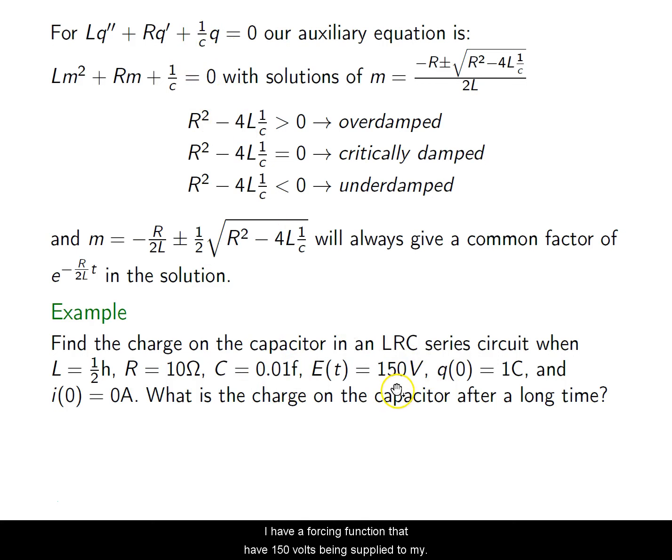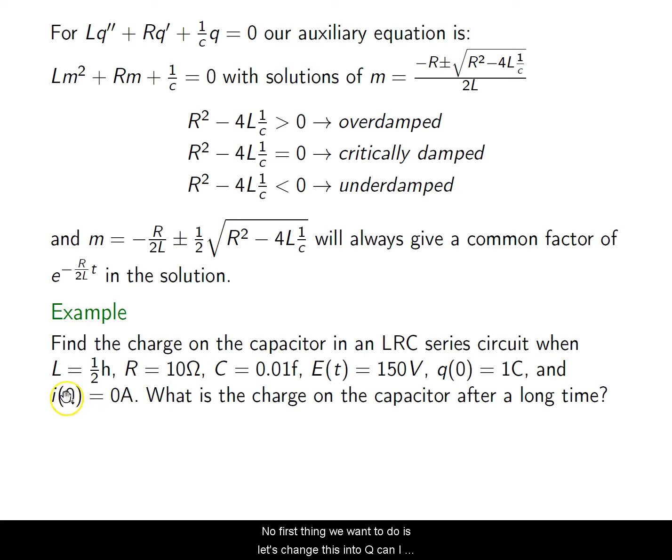I have a forcing function. I have 150 volts being supplied to my circuit, and the initial charge is 1 coulomb, and the initial current is 0 amperes. Right, so we have these things. We want to know what is the charge on the capacitor after a long time. So after we get our solution, we're basically going to take a limit, right?